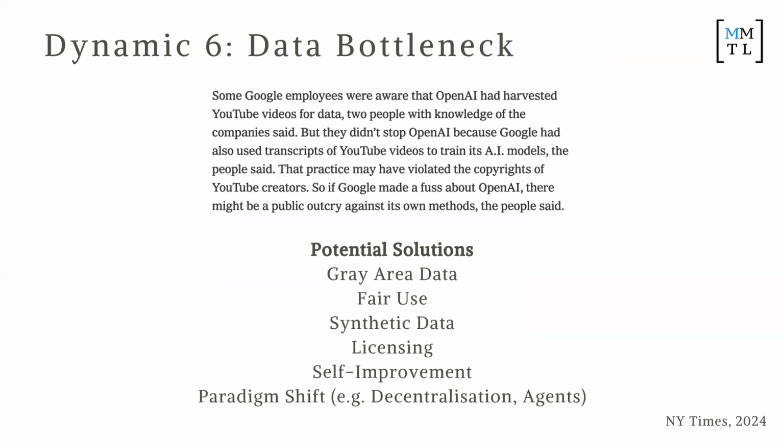Six, data bottleneck. This is an interesting thing I saw in the New York Times: OpenAI started to scrape YouTube for as much data as they could, which actually violates the terms of YouTube. Google found out about it, and they're not going to do anything because they're also doing the same.